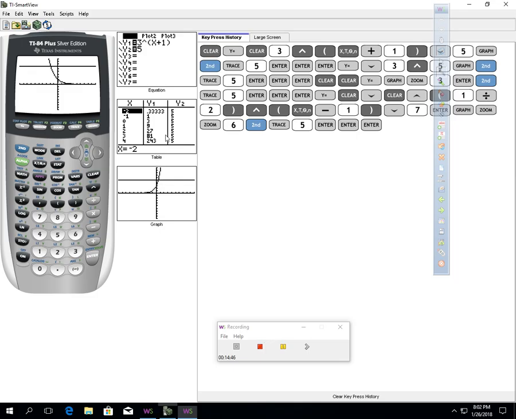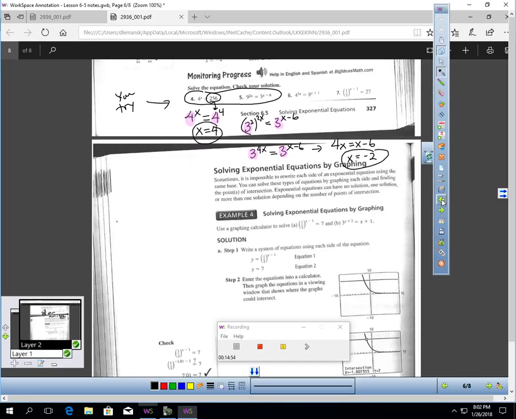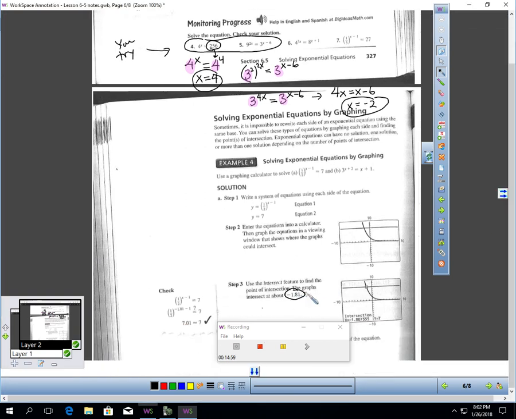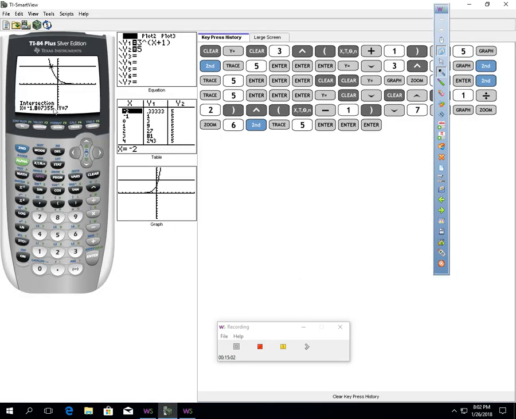That's what the book said. Right here. Negative 1.81 for x and 7 for y. That's exactly what we had. So very easy to solve these using your calculator.